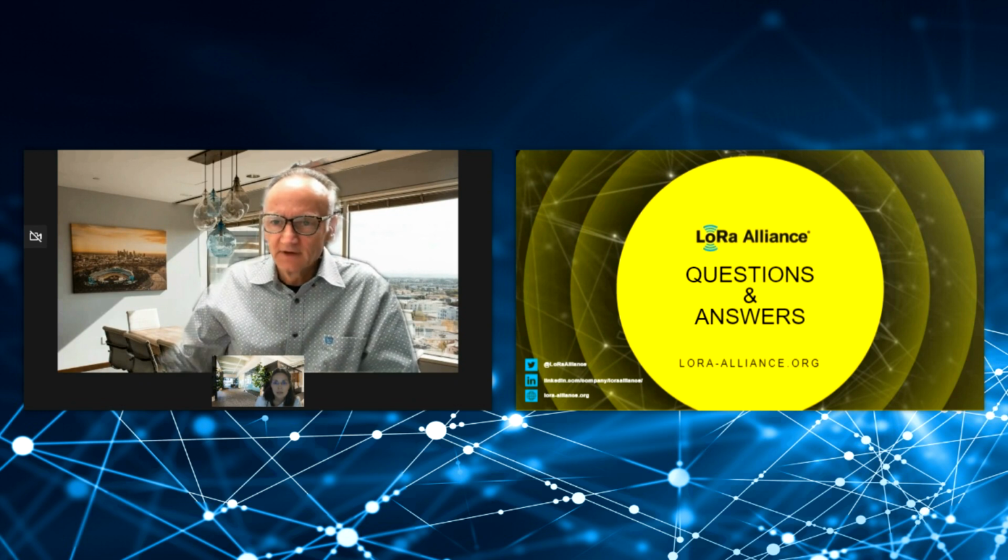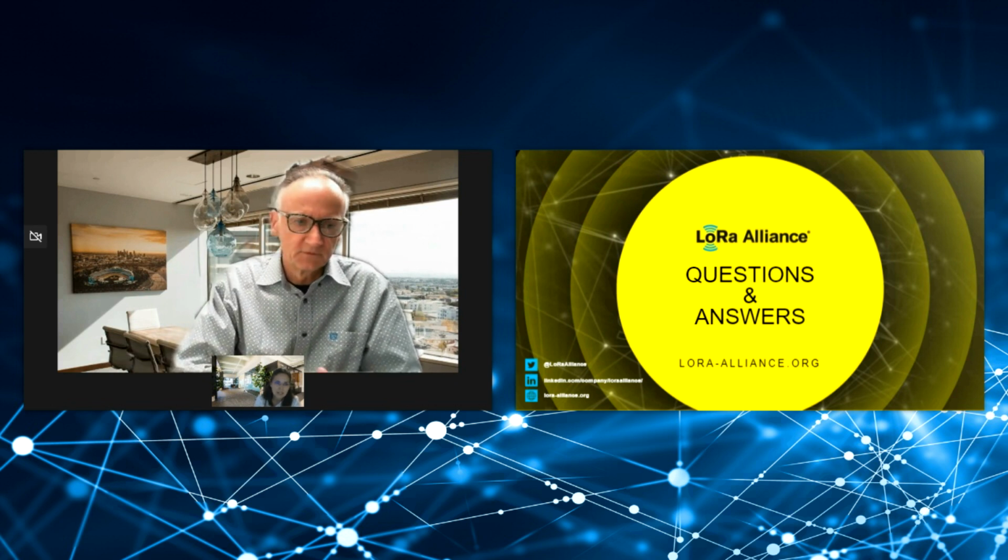All right. And then we have another question here in reference to version 1.0.3. Why is LoRaWAN version 1.0.3 not available in the certification tool LCTT? As far as I have seen, only 1.0.2 and 1.0.4. Go ahead, Itza.